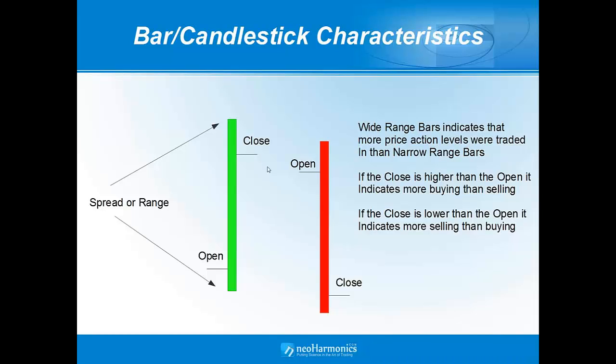Wide range bars indicate that more price levels were being traded than with narrow range bars. The other thing is that if the close is higher than the open, it indicates there's more buying than selling. So this bar that's green, where the close is above the open, indicates that on that time frame there is more buying than selling. Conversely, if a close is lower than the open, it indicates there's more selling than buying. So if it opened higher and closed lower, you see more selling on this bar than buying. Sometimes the bar closes in the middle. That's where the buying and selling are equal in that time frame.